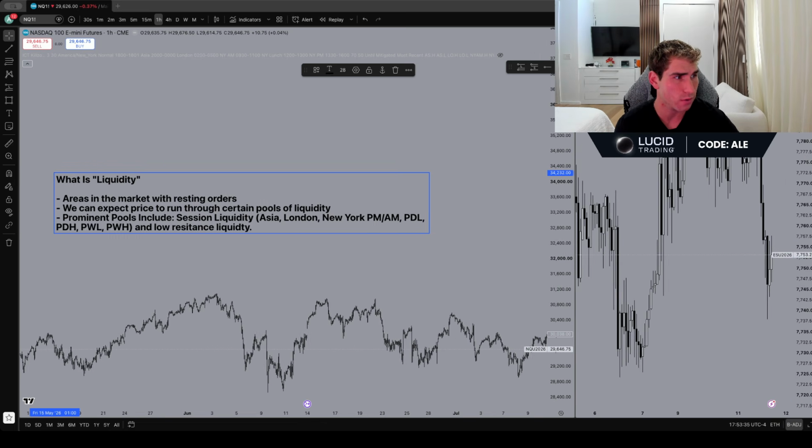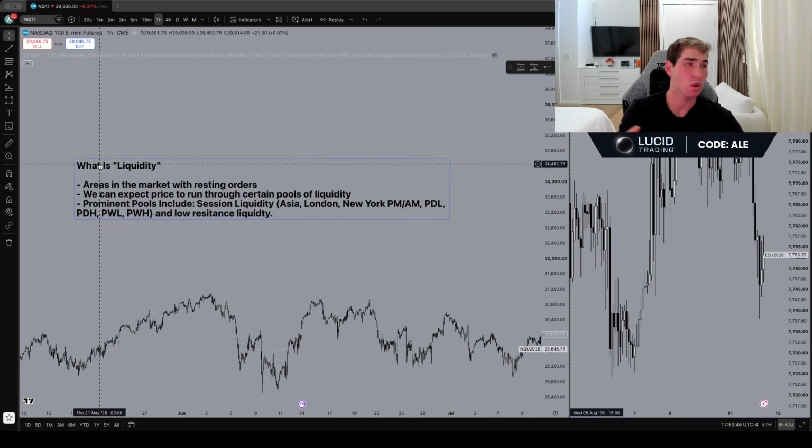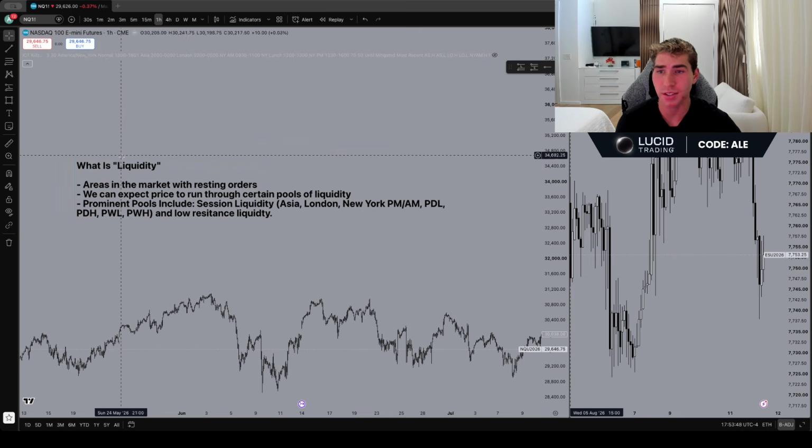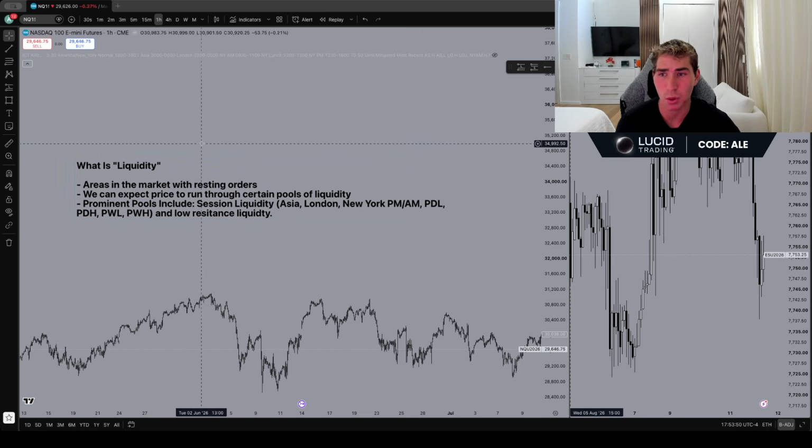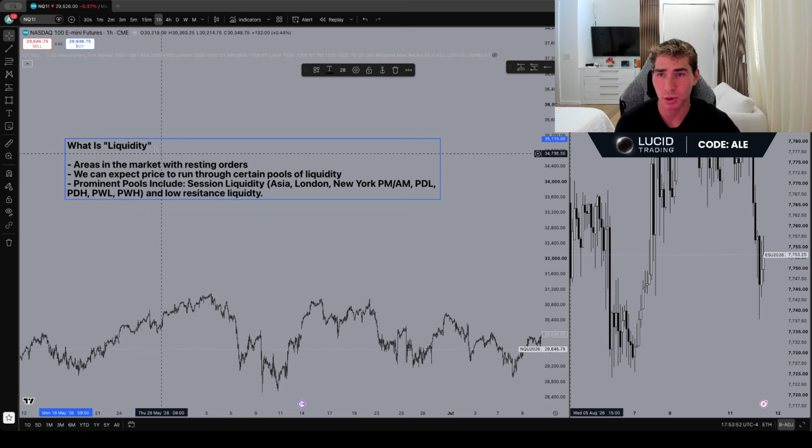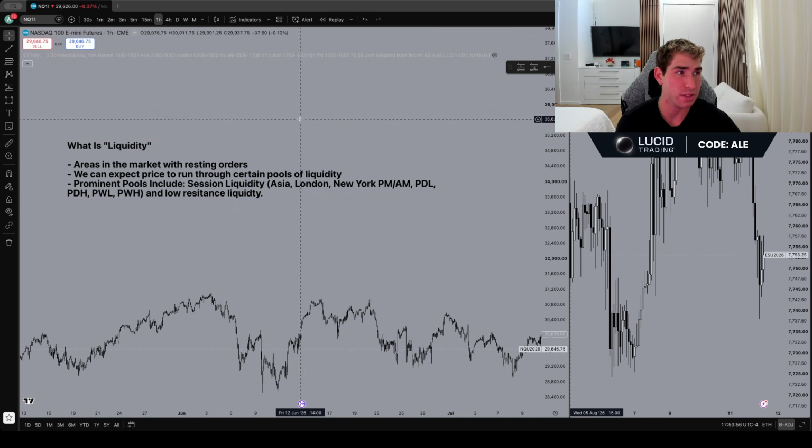Let me bring this over for you guys to be able to completely see. All right, what I classify as liquidity is areas in the market where there are resting orders in the opposing direction, right? So we can expect price to run through certain pools of liquidity, right? And there are a lot of common misconceptions which I'm also going to go over right now.